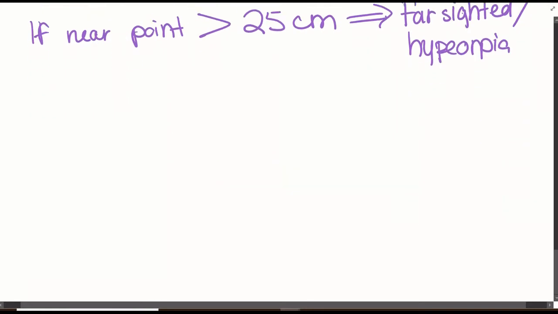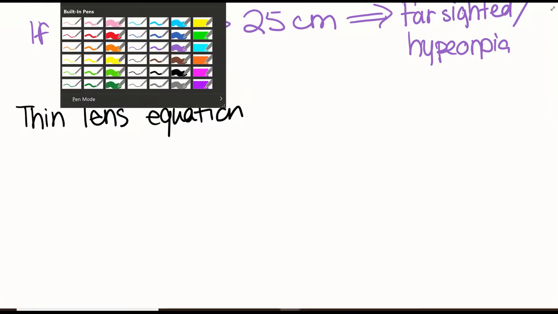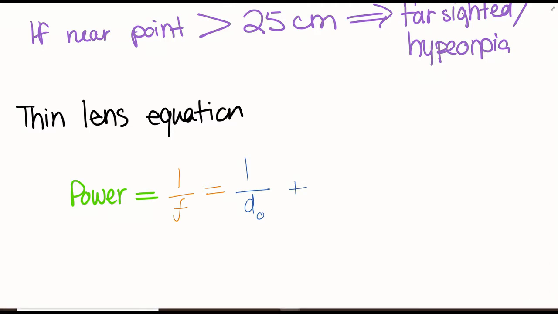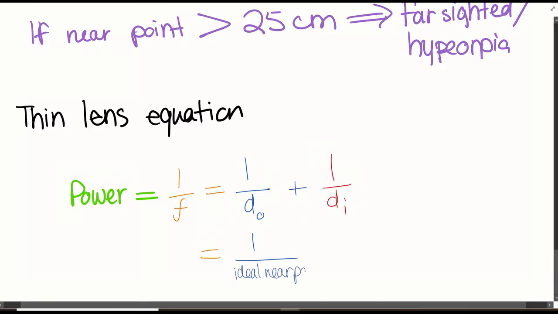Again, we can use the thin lens equation to solve for the lens power necessary to correct for hyperopia. Again, the object distance equals the ideal near point, that's 25 centimeters, and the image distance equals the abnormal near point. This abnormal near point is negative because the image again should appear on the same side of the lens as the object and the entering light.